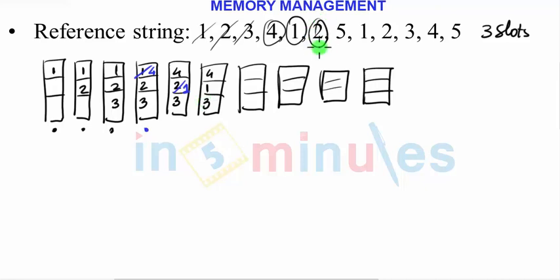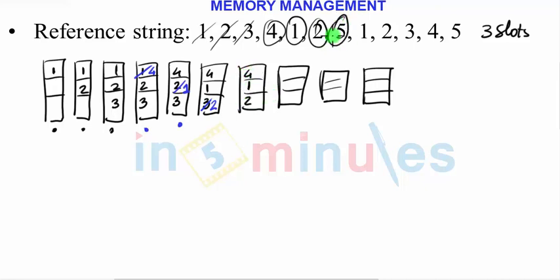The next one going in is 2. In this case we have 4 which was referred 2 frames back. We had 3 which was referred 4 frames back. So we target 3 and keep 2 in it. So next what we have is again 4 1 2.